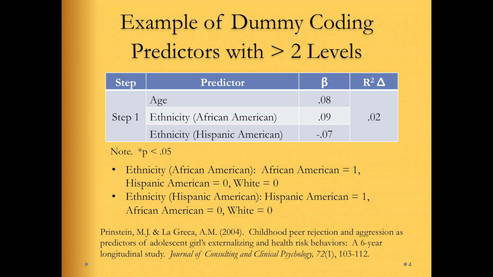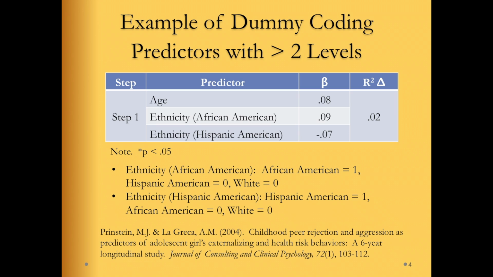Let's look at an example. In 2004, Prinstein and La Greca studied the effect of rejection and aggression on externalizing behavior in adolescent girls. On the first step of their hierarchical model, they entered age and ethnicity predictors. Because ethnicity was operationally defined as white, African American, and Hispanic, they created two dummy-coded variables, and white served as a reference group for each of these independent variables.